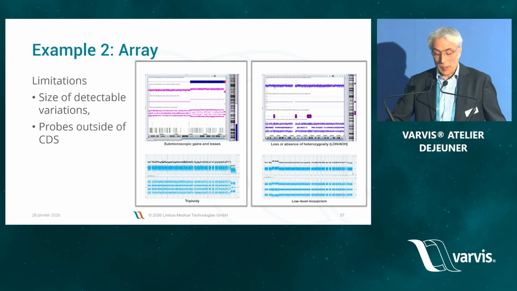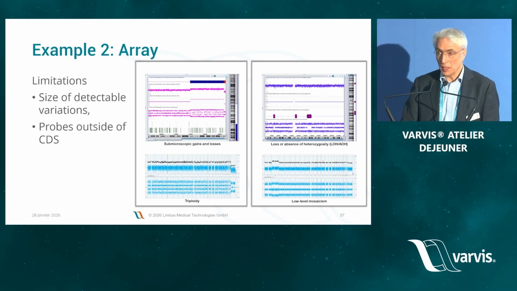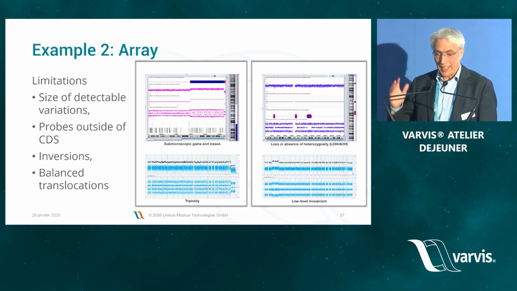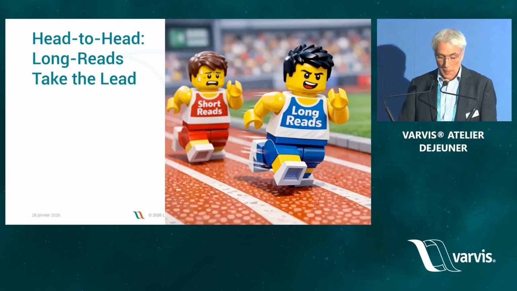Typically, or most of the time, probes are located outside of coding sequence. So if a variation is adjacent to an exon, you still have to use other methods to confirm whether an exon is actually affected or not. You cannot detect inversions or balanced translocations. So again, even though it's a nice and powerful tool, you cannot cover everything in rare disease diagnostics.